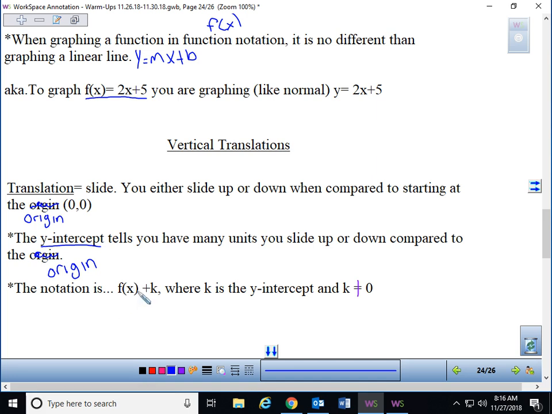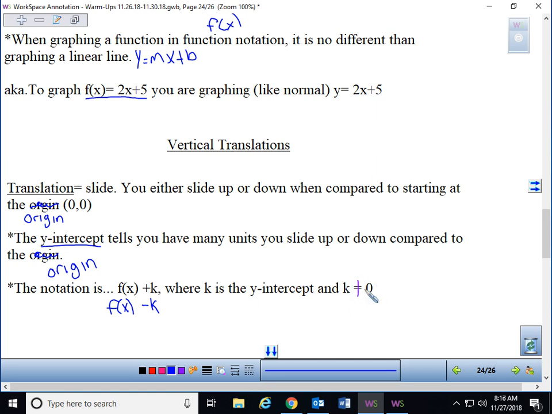In our official function notation, what this looks like is we'd have f of x, which is something. It could be 2x, it could be x, it could be negative x, but it's plus k. It could also be minus k, so let me add this in here. You could also have f of x minus k. This plus refers to if you have a positive y-intercept. The minus refers to you have a negative y-intercept. But we like to talk about translations when k is not 0. So this is saying k can't equal 0.